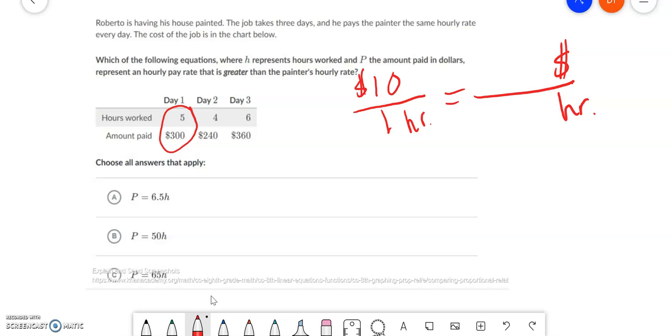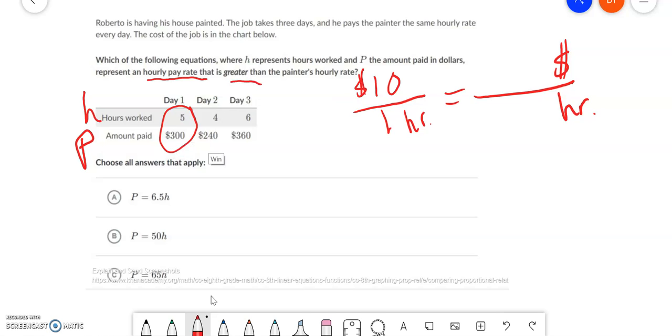It says, Roberto is having his house painted. The job takes 3 days and pays the painter the same hourly rate every day. The cost of the job is in the chart below. Which of the following equations, where H represents hours, so notice I'm marking that H, and capital P represents the amount paid in dollars, represent an hourly pay rate that is greater than the painter's hourly pay rate?